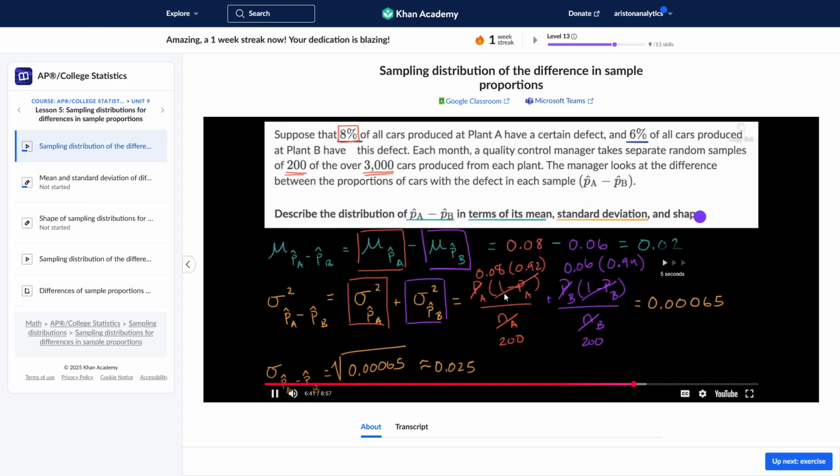It's approximately equal to 0. Now, the shape. We already know the standard deviation at this point. Shape.